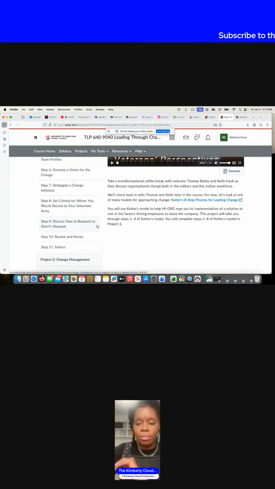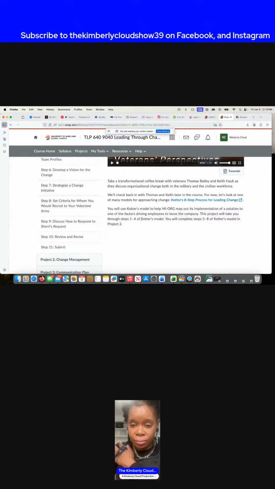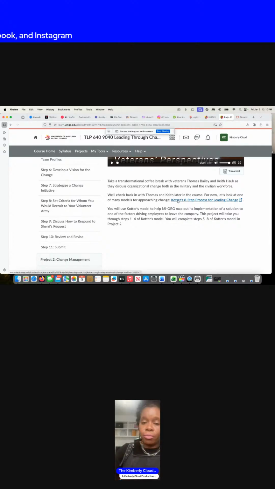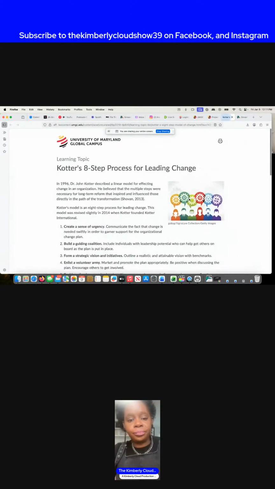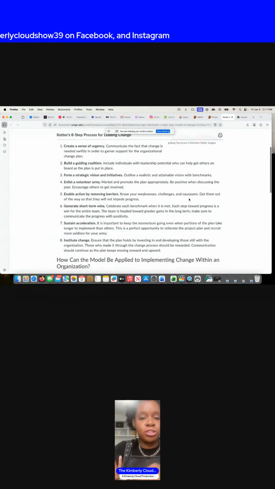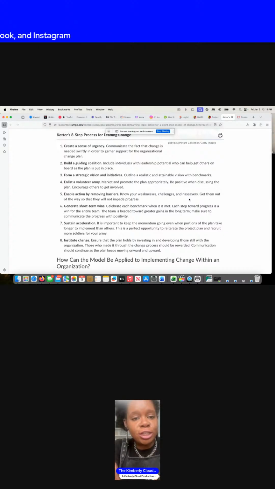Okay, we're going to look at Kotter's 8-step process. So I'm going to write this down. Steps 1 through 4 of Kotter's model. Create a sense of urgency. Communicate the fact that change is needed.